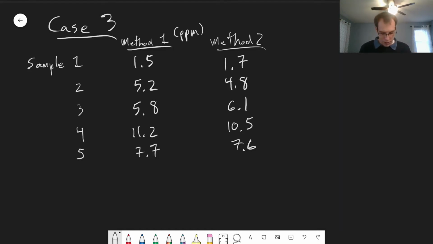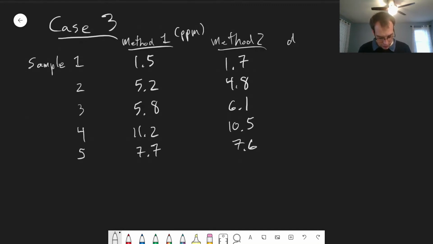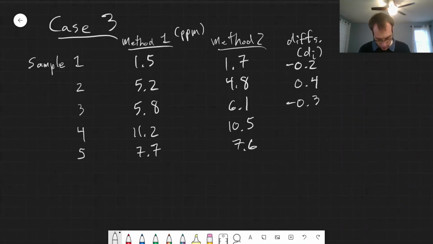And so what we need to know are the differences. We write these as d sub i. So we'll have a difference for the total number of measurements that we've taken. To calculate this, we're going to calculate the difference. For example, for here we'd have negative 0.2, positive 0.4, negative 0.3, positive 0.7, and positive 0.1.